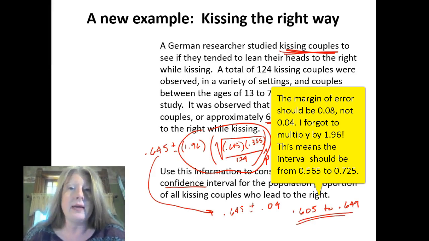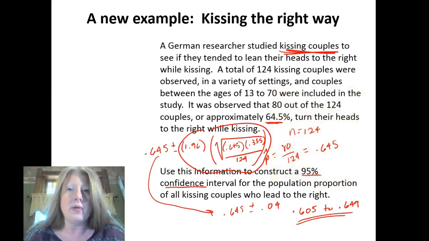So again, think about how you would write a confidence statement around this information. What I would say is I am 95% confident that between 60.5% to 64.9% of couples in the population tilt their heads to the right while kissing.